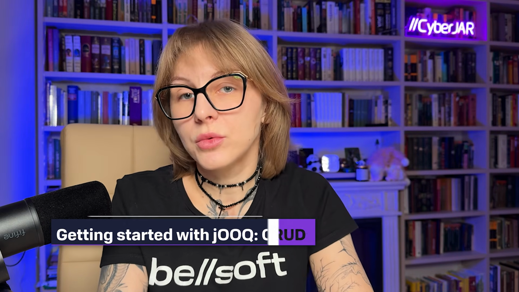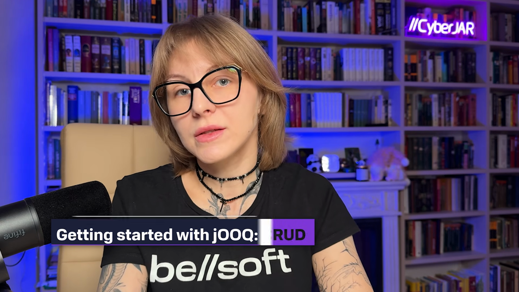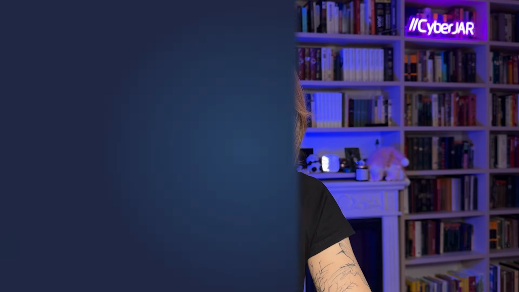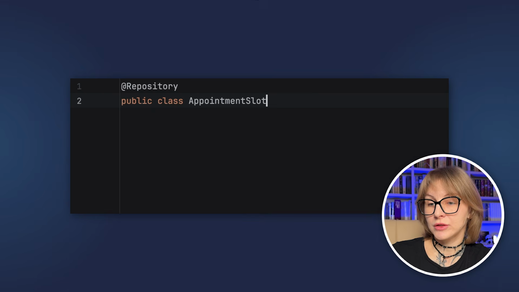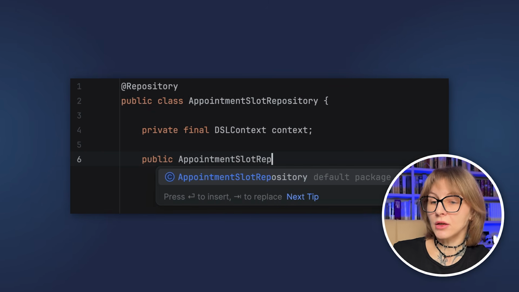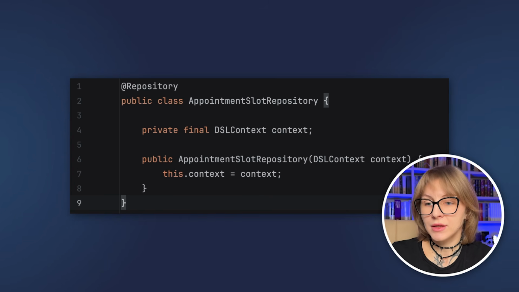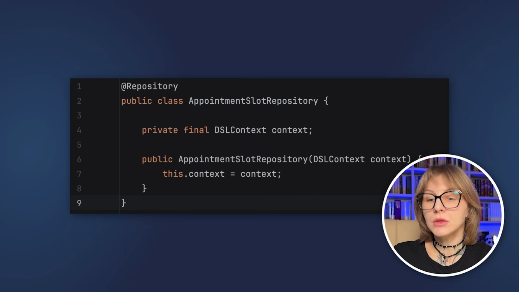We are using Spring Boot, so we don't need to establish the connection to the database using the DriverManager class. Just create a repository class annotated with @Repository and you're golden. So, I have the AppointmentSlotRepository for basic CRUD. Here, we need to inject jOOQ's DSLContext as a bean. DSLContext is jOOQ's main entry point. It's the fluent query factory used for building and executing SQL with the DSL.